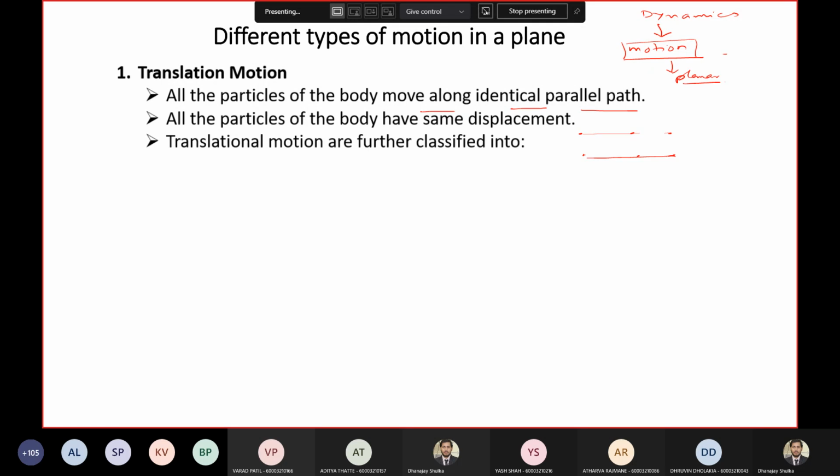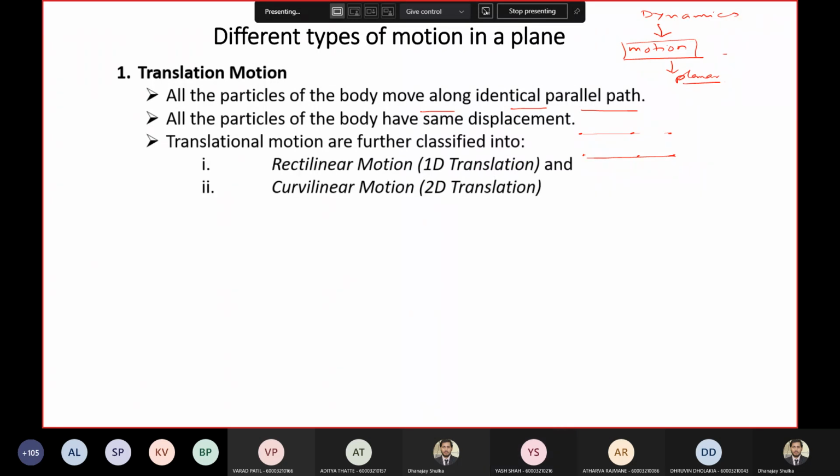Now this motion is further classified into two subcategories. One is called rectilinear motion, that is 1D translation, and another is called curvilinear motion, that is 2D translation. Since this is translation motion, it may be possible along some path the body follows during the motion. This path may be a straight path, or this path may be a curved path.